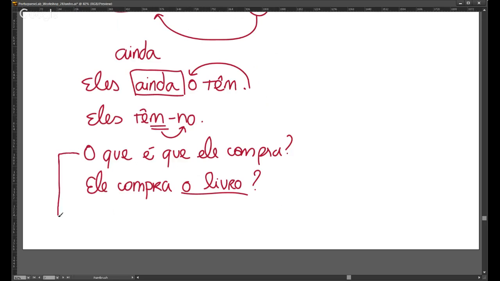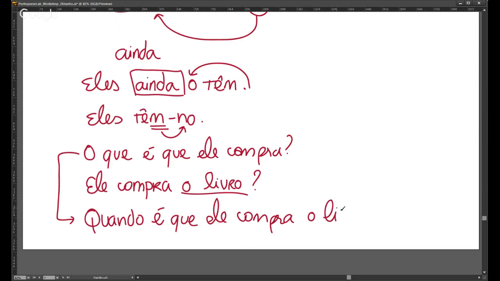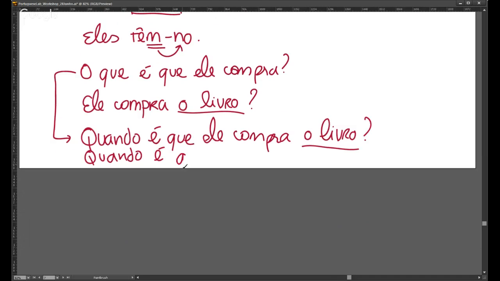Let's now do an open question where you have the noun in the question. Quando? When does he buy the book? So now you can include the book in the open question. Quando é que ele compra o livro? When does he buy the book? Okay, we have the noun here. We haven't transformed it into a pronoun yet. Let's do that now. Quando é que ele o compra? Quando é que ele o compra?